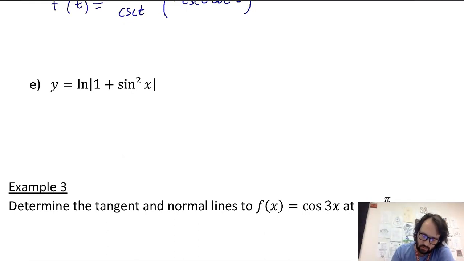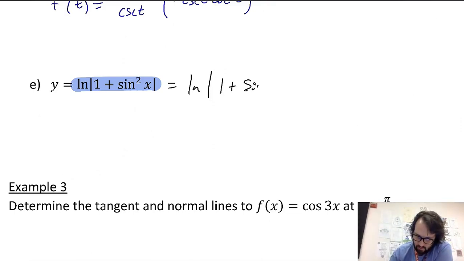Still using the chain rule, and I like to write this sine squared, because this sine squared, we could treat it as sine times sine and use the product rule, and that would get you a correct answer. But I prefer to rewrite it, or at least think about it, as sine of x squared, because that's what it is. It's just saying it's sine times sine. So if I think about it like this, it's easier for me to see that I'm using the chain rule here.